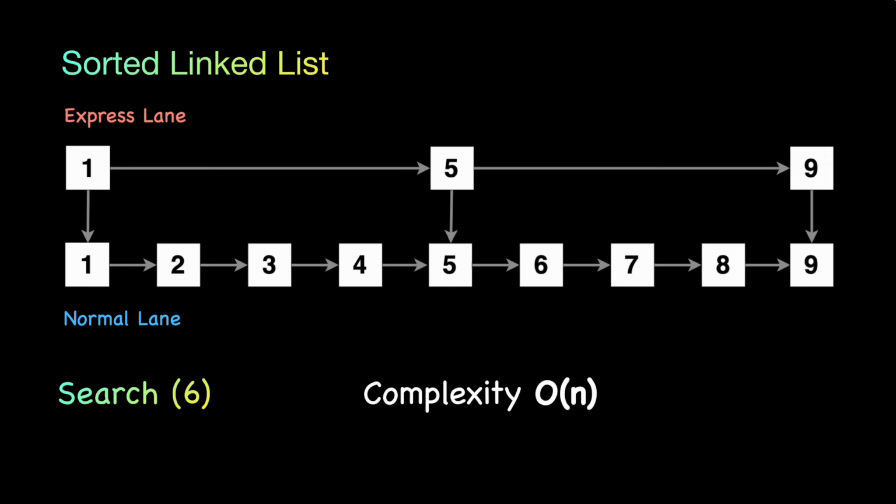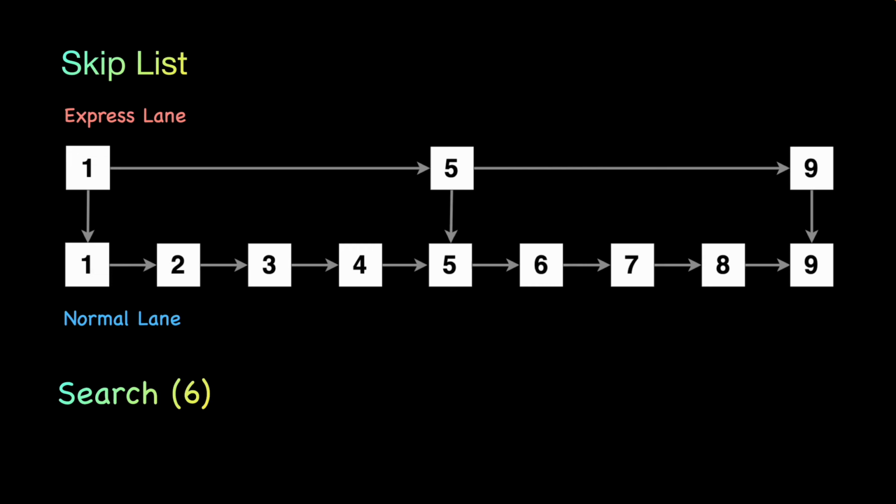In this case, this is the skip list. You will understand that the complexity is not O of n here, it is much lesser. So if we have to search for the element 6 in this skip list, how will we start? We always start from the head of the express lane, right? The head of the express lane is also 1, same as the normal lane. But now, where do we go? Do we go to 5 or do we go 1 below? That will be determined by whether the number that we are searching for is less than or greater than the next element in the express lane. So we are searching for 6.